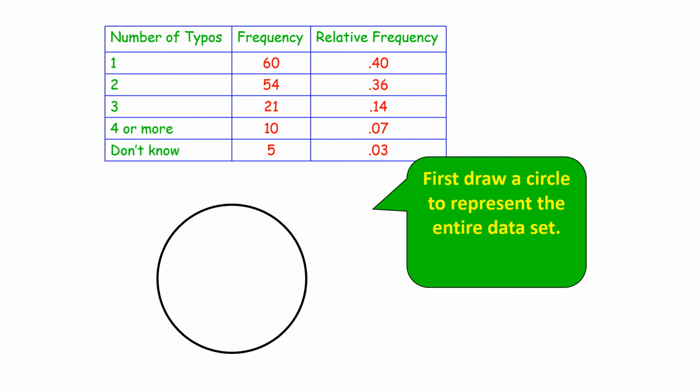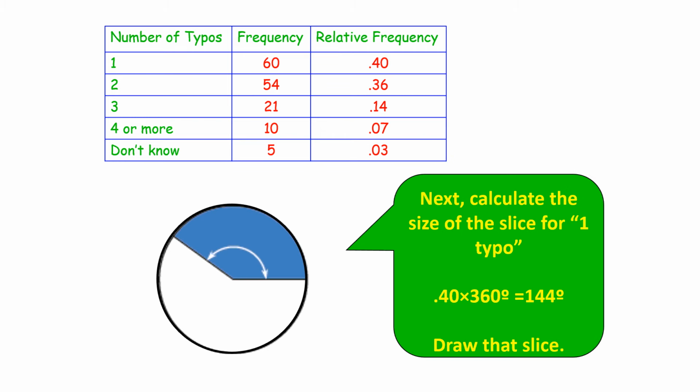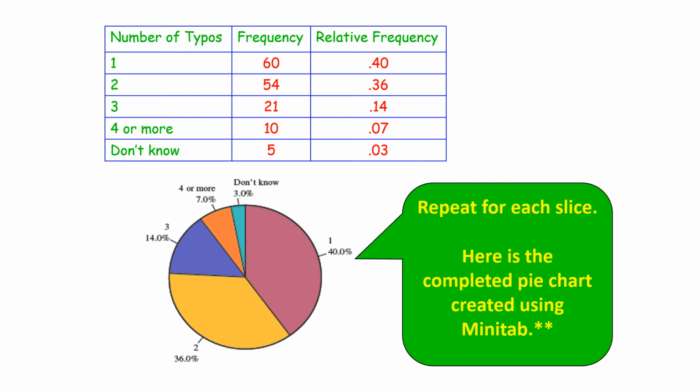So now that we have our circle drawn to represent our entire data set, we're next going to calculate the size of the slice for one typo. So remember, that's the relative frequency times 360 degrees. So 0.40 times 360 degrees equals 144 degrees. So we're going to draw that slice using a protractor. Now we're going to repeat that for each slice. So here is the completed pie chart, and it was created using Minitab.